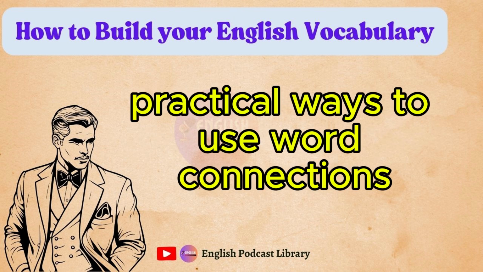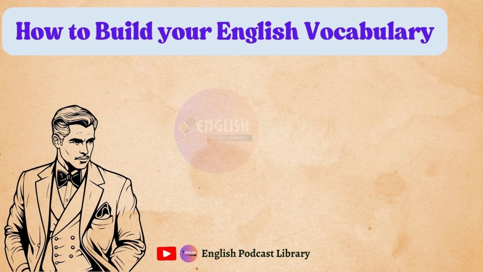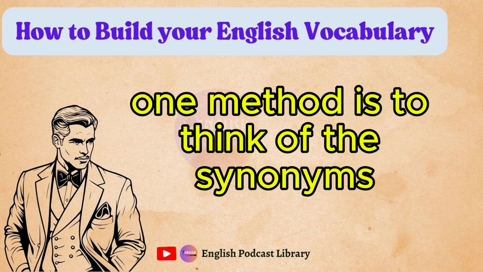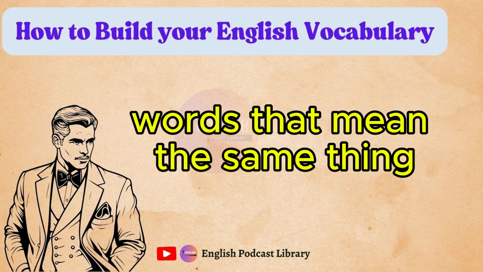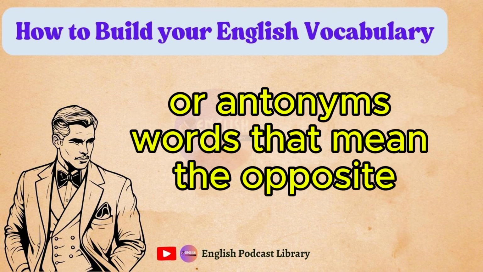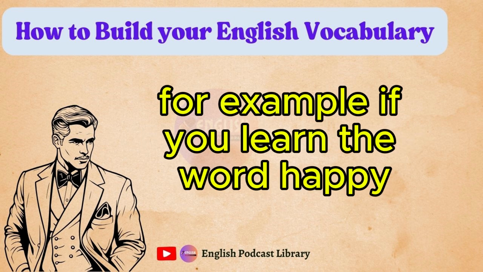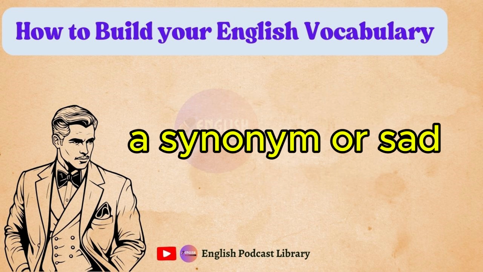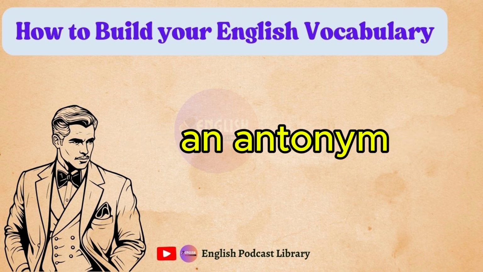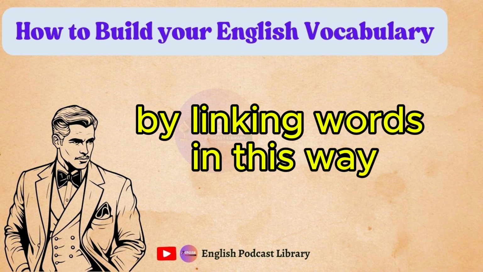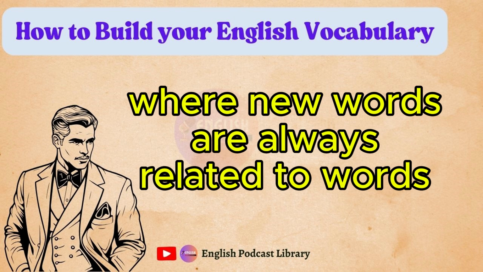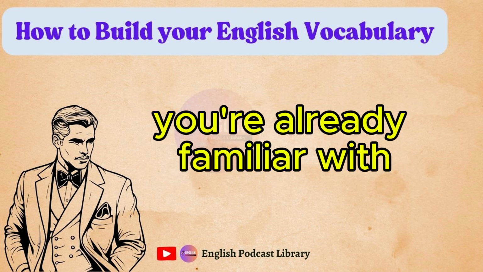Practical ways to use word connections. You can make word connections in many ways. One method is to think of synonyms, words that mean the same thing, or antonyms, words that mean the opposite. For example, if you learn the word happy, you might connect it to the word joyful, a synonym, or sad, an antonym. By linking words in this way, you create a mental network where new words are always related to words you're already familiar with.